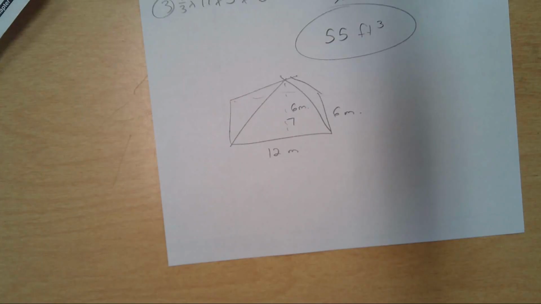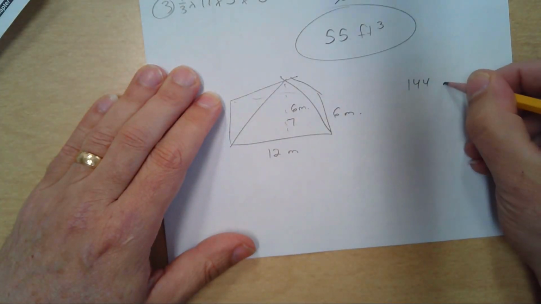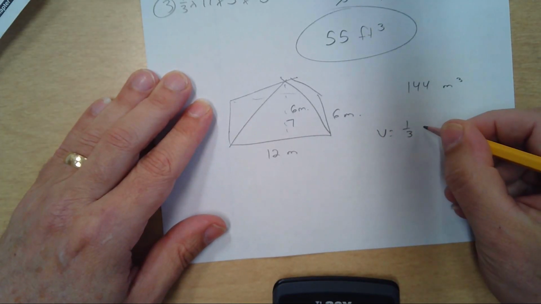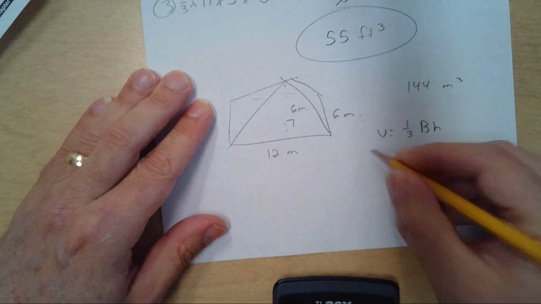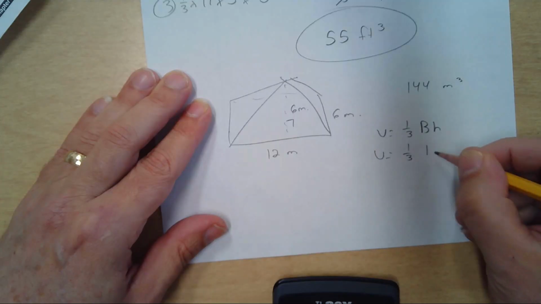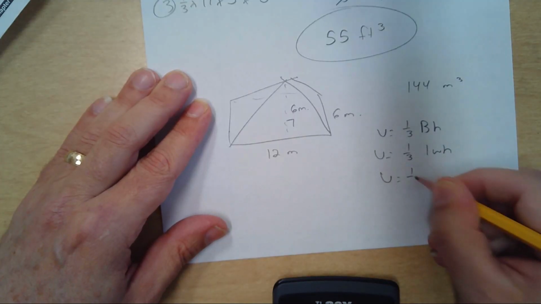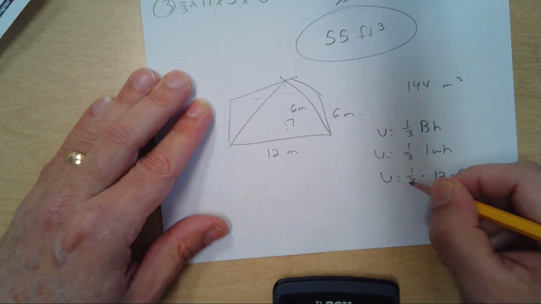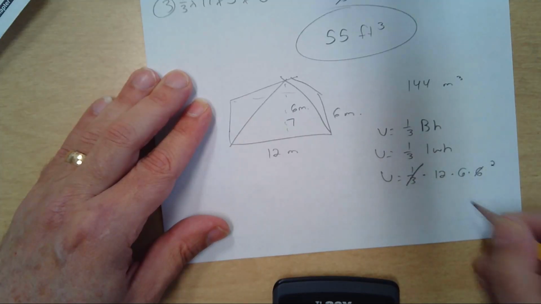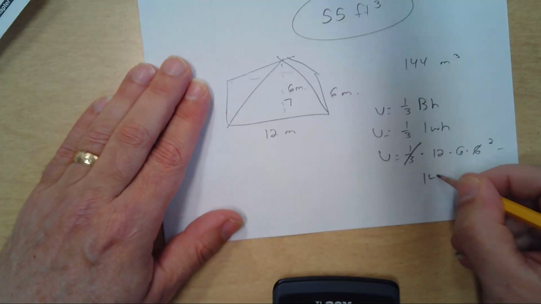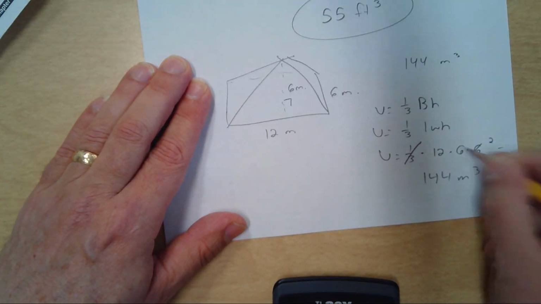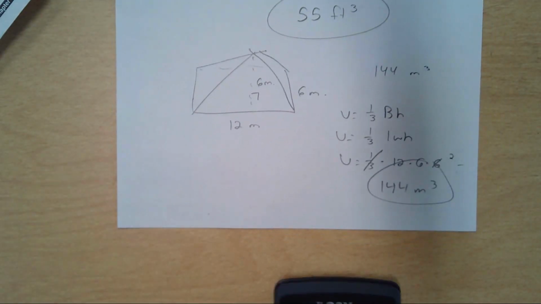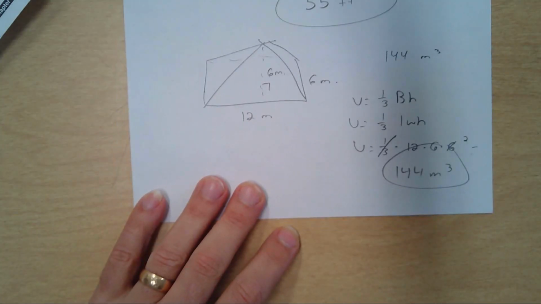I got 144 meters. 144. So volume equals 1/3 times the base times the height. Base is a rectangle, so 1/3 length, width, height. Volume is 1/3 times 12 times 6 times 6. 72 times 2. I also got 144 meters cubed. I simplified the 3 and the 12. Well, yeah, that's fine. 3 goes into all those numbers there.